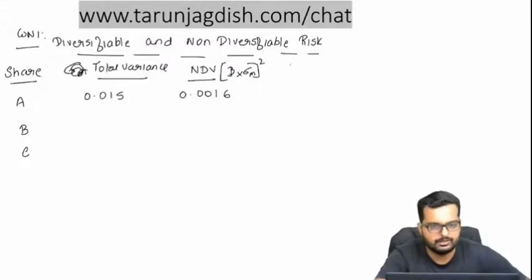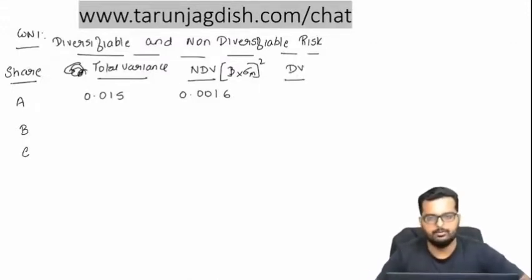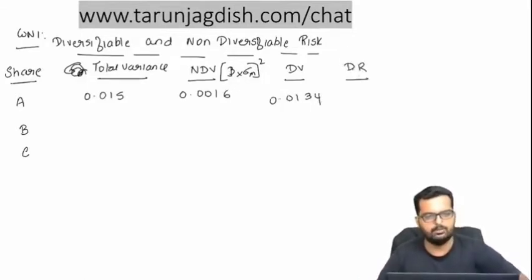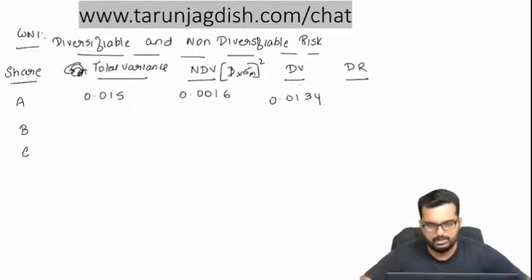Okay. So if this is the case, we can find out the diversifiable variance now. 0.015 minus 0.0016 will give you 0.0134. If this is the diversifiable variance, what will be the diversifiable risk? That would turn out to be 0.115. Like this, you are supposed to do the remaining. Can you write this down in your books, friends?